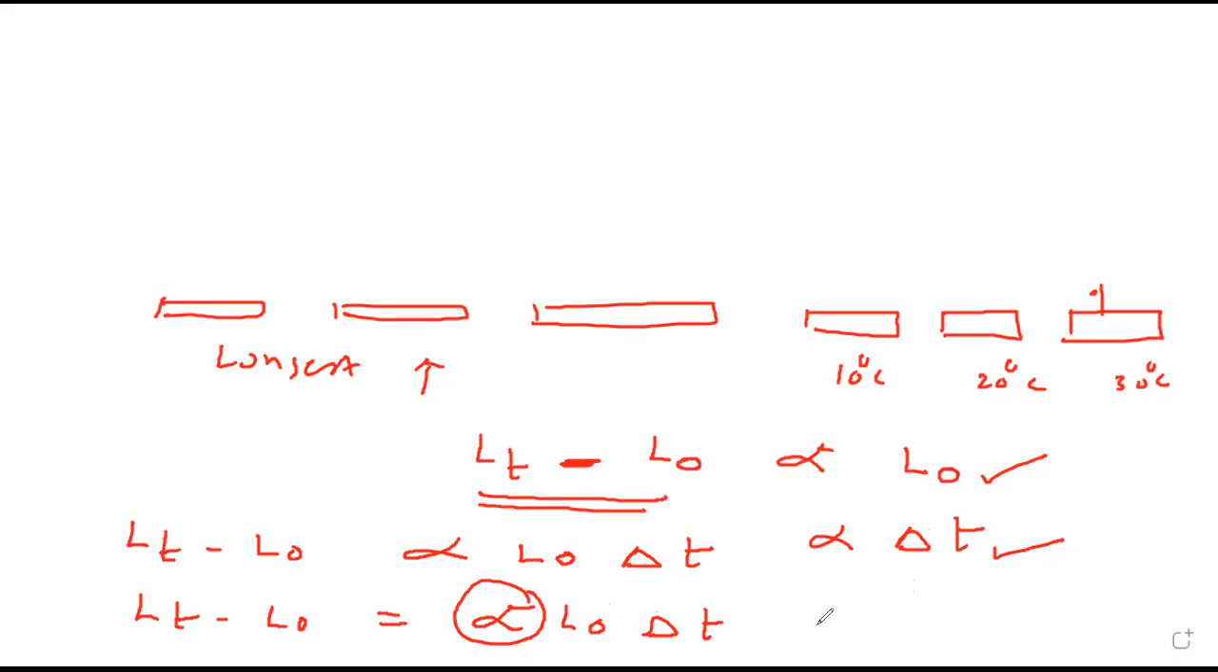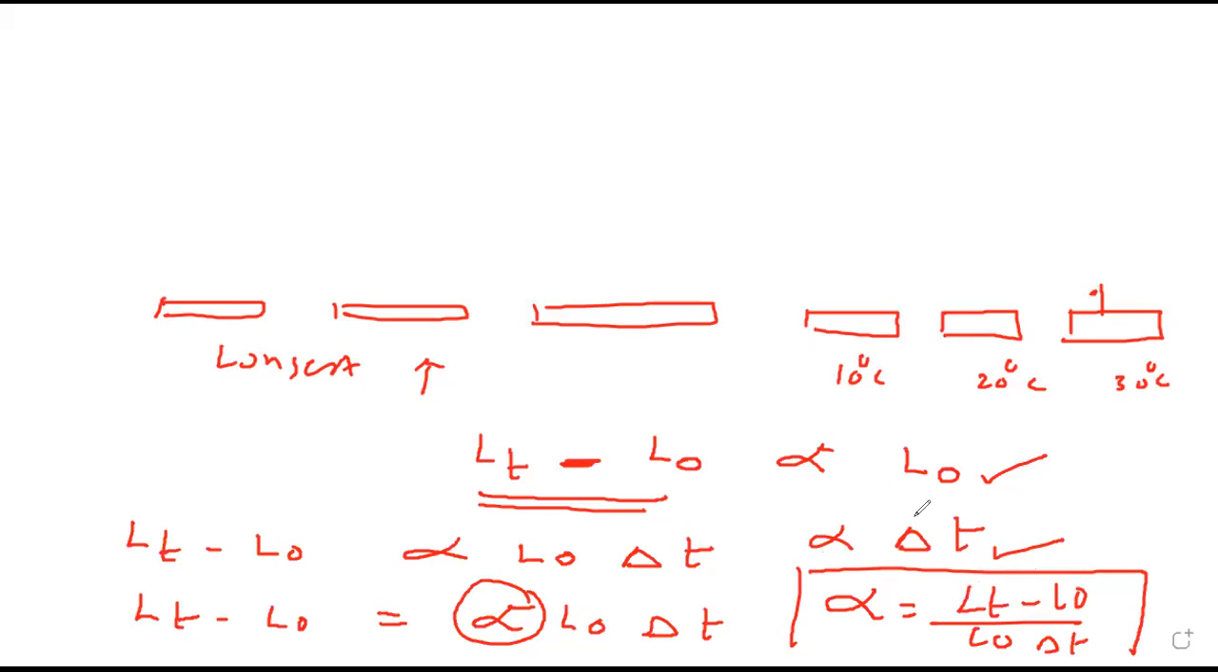What is name of alpha? Coefficient of linear expansion. So alpha will become LT minus L0 upon L0 delta T or not? Yes, sir. This is called coefficient of linear expansion. So in exam they can ask, define coefficient of linear expansion, state its SI unit.